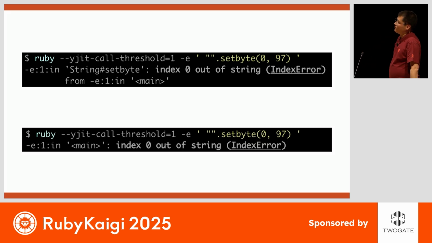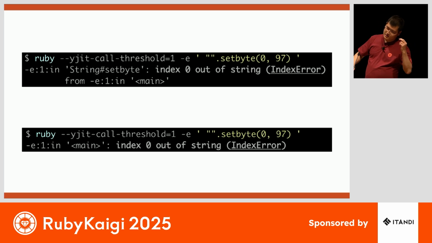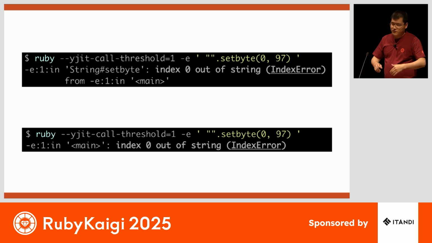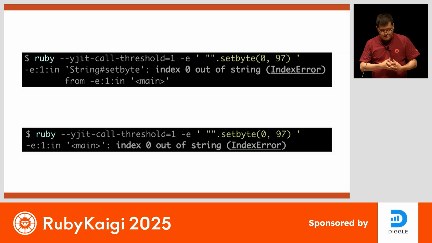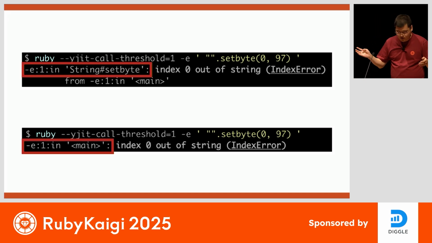If you don't have any invalidation, YJIT could just skip pushing the frame for the setByte and just inline the optimized instructions for the setByte implementation. And then if you do that, even if the argument is invalid and should raise an error, because we haven't pushed the method frame for the setByte, the behavior could be the lower one, which doesn't say string setByte in the stack trace. So it's the wrong behavior.